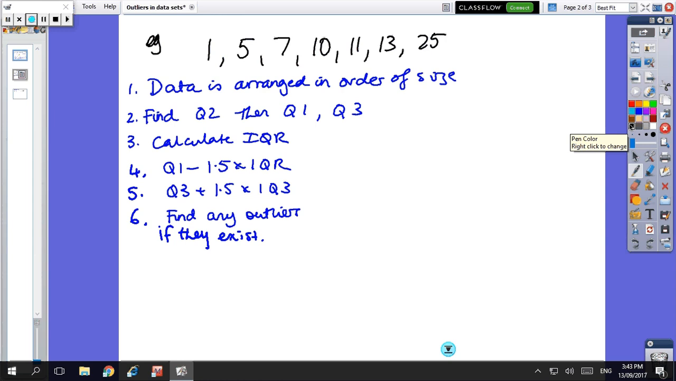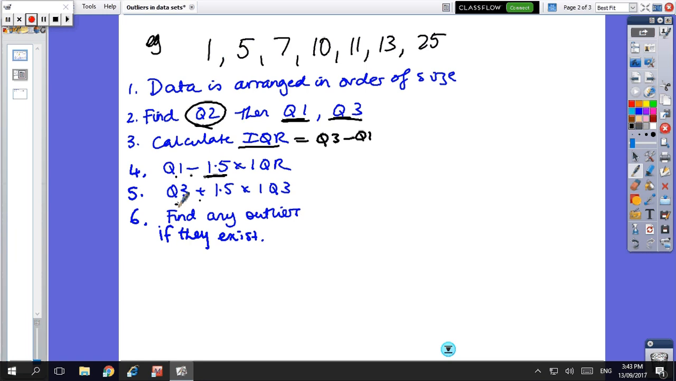Okay, so here are some steps to follow. I've got a small amount of data. Make sure the data is arranged in order of size. Q1 and Q3 is what we have to find, but we've got to get Q2 first. Then you calculate the IQR, which is just Q3 minus Q1. Whatever that number is, we multiply by 1.5 and subtract it from Q1 or add it to Q3. That gives us two more numbers, and if any number is outside those numbers, then we have an outlier.